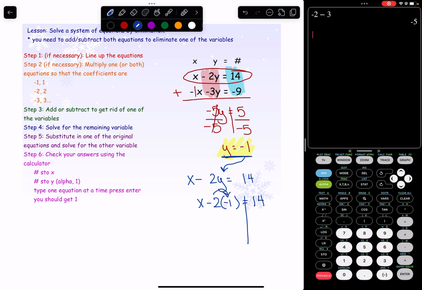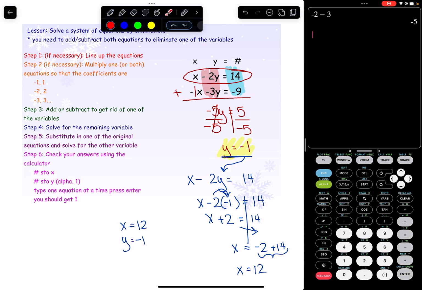-2 times -1 is a +2. I have x plus 2 equals 14. I'm going to move the 2 to the other side. And so x is going to equal 14 minus 2. And I can subtract this, 14 minus 2. So x will equal 12. So my final answer is x equals 12 and y equals -1.